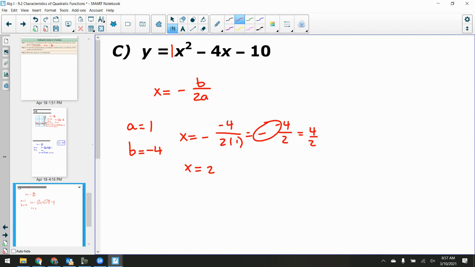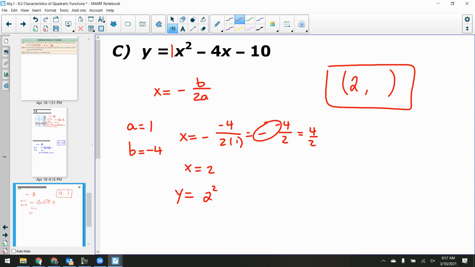But that's not what I asked. Here, all I asked you to do is find the vertex. So it's at 2 comma something. Let's figure out what that something is. We plug that 2 back into our original equation.